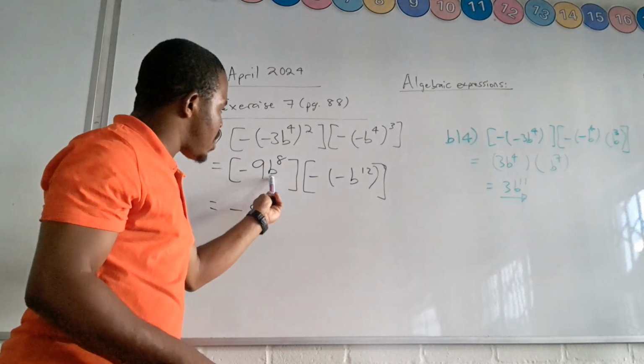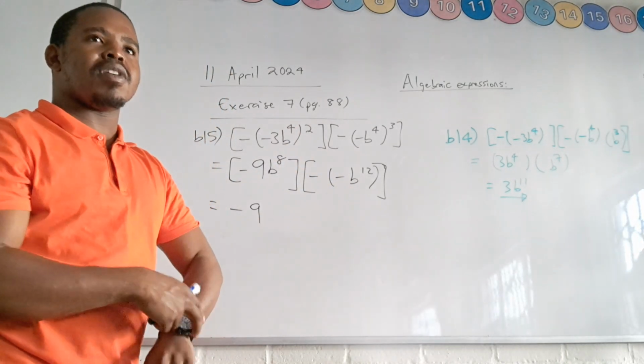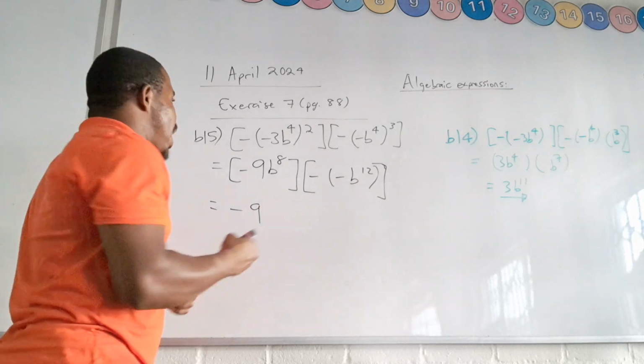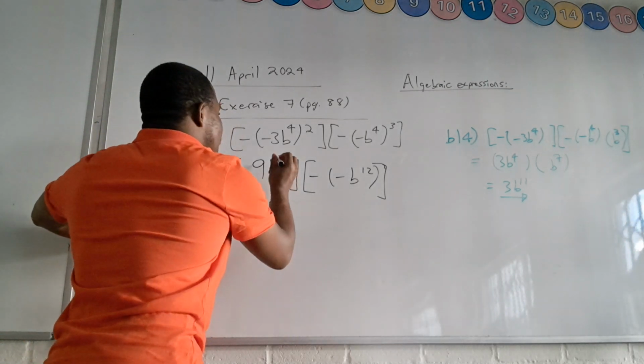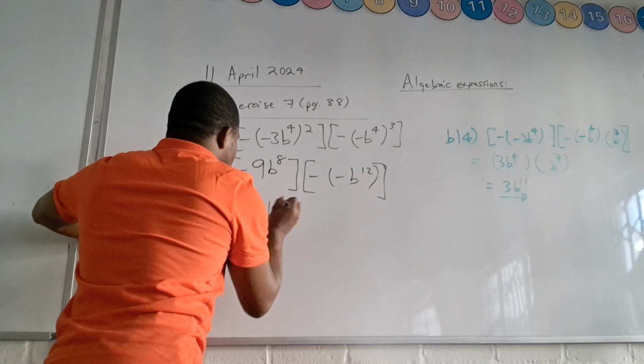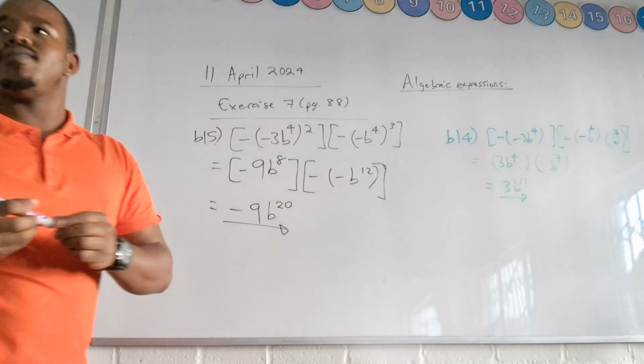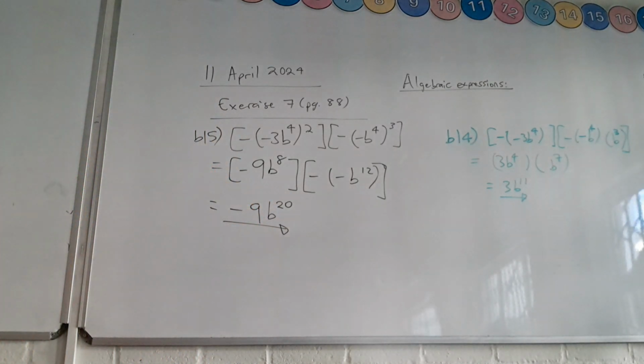Multiplying by powers of the same base, so what happens to the exponents? You add them, so it's going to be b to the power of 8 plus 12, which is b to the power of 20. Done. Yeah. So I did something different, but I got the right answer.